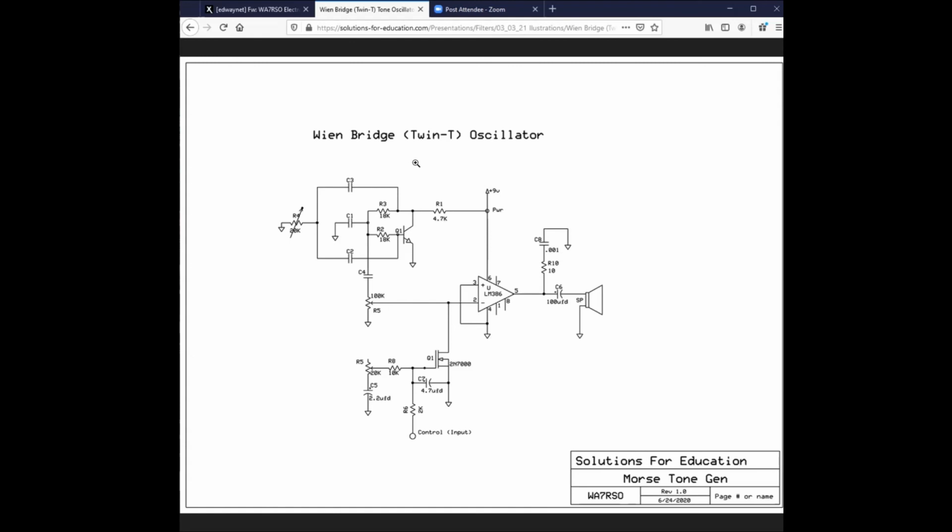Mm. Awesome. So what do you think? It works great.